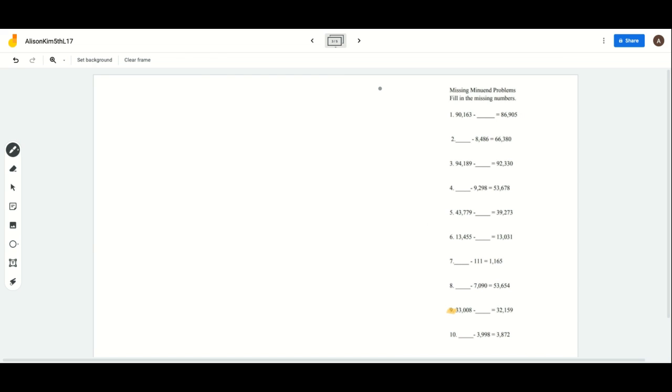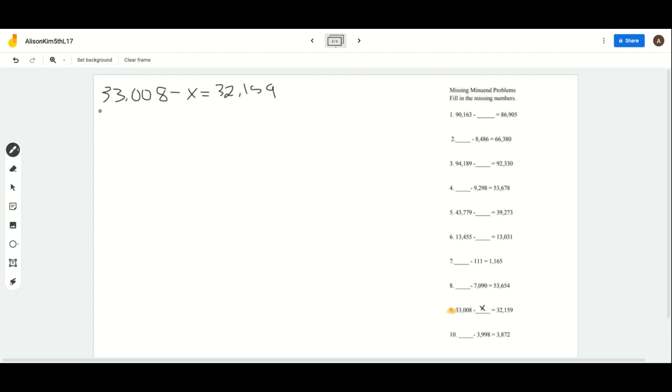Next, we're going to do missing minuend problems, and we're going to do number 9. So we're going to leave this little blank space as just x. We're just going to put a variable for it. So let's write it down. 33,008 minus x equals 32,159, right?